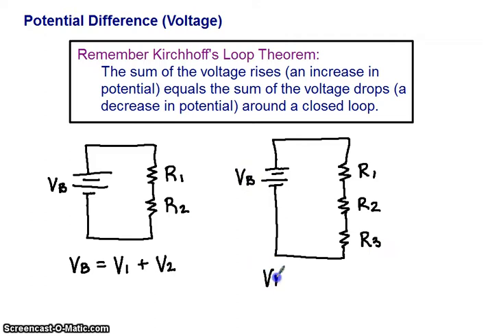then we would be looking at an equation V1 plus V2 plus V3. So however many resistors you have, as long as they're in series, we only have one closed loop here, we would add the voltages together and the voltage drops would total the voltage gained by the battery.